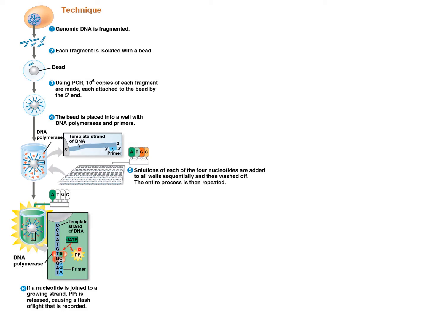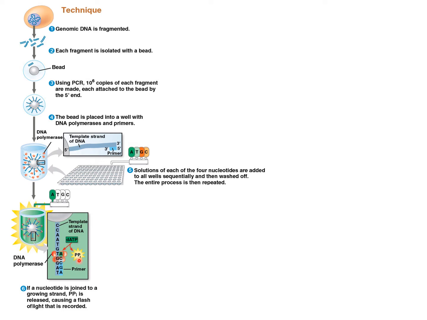The process is going to involve the production of light. There are other enzymes in there that allow the production of light. But basically, if a nucleotide is incorporated, pyrophosphate, which is two phosphates, is released. One phosphate is going to stay with the DNA strand, and the other two are going to be released. So inorganic pyrophosphate is released, and this causes a flash of light. This flash of light is detected by the instrument.